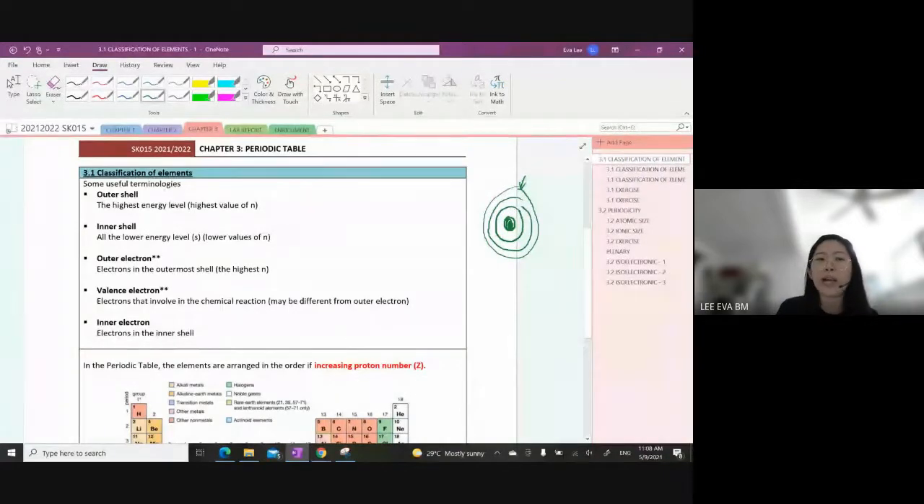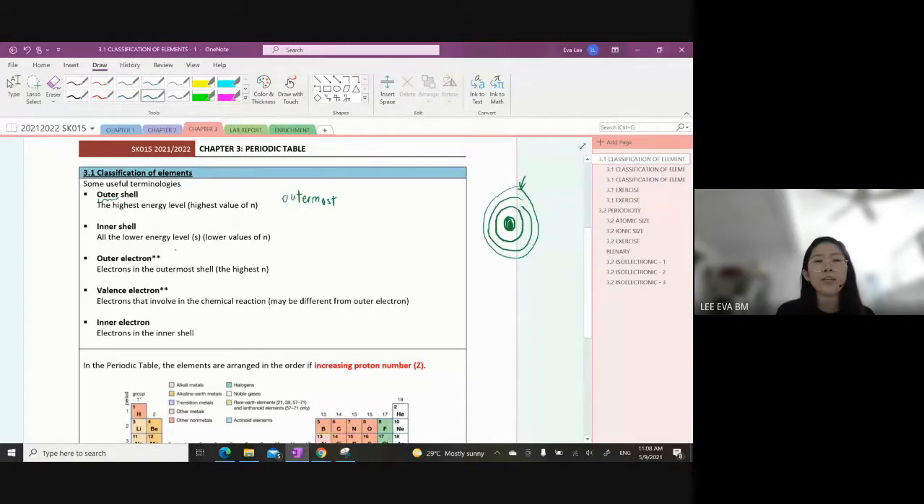So you need to recognize what is meant by outer shell, or sometimes it will say outermost shell. That means the one furthest out. It's already stated over here, the highest value of n. To remind yourself, n is the energy level or our principal quantum number. Then inner shell, those shells which have lower values of n. Inner shell can be more than one shell, maybe one shell, maybe two shells, but the outer shell is only one shell, with the highest value of n.